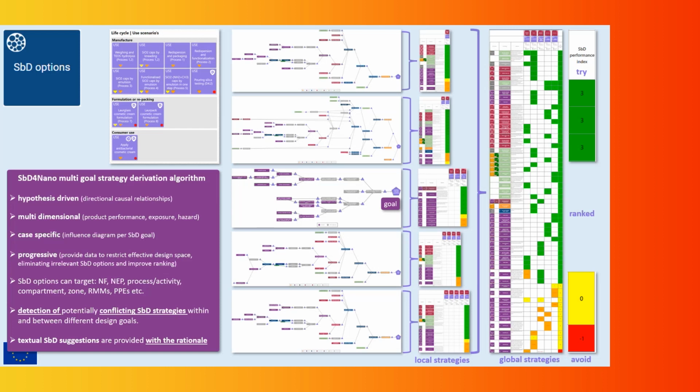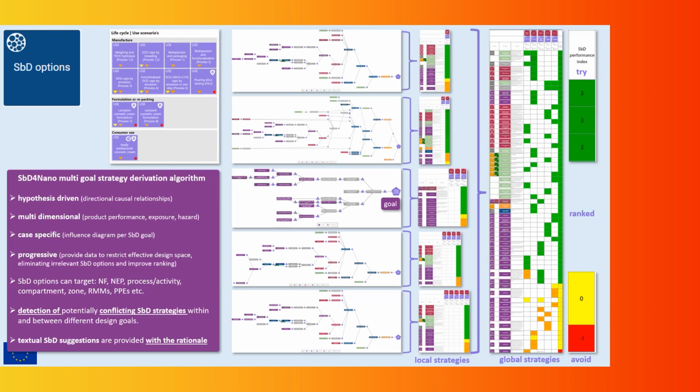It's also case-specific. So each time you change something in your configuration or add a value, you can see here that these inference diagrams are generated from that. So each time you change, a new set of inference diagrams is generated based on these hypotheses. And each of these contribute to a certain goal. And we can use these inference diagrams to extract strategies for each of these individual goals. And you can see them listed here. So for this goal, these are the options we have. For this goal, these are the options we have.